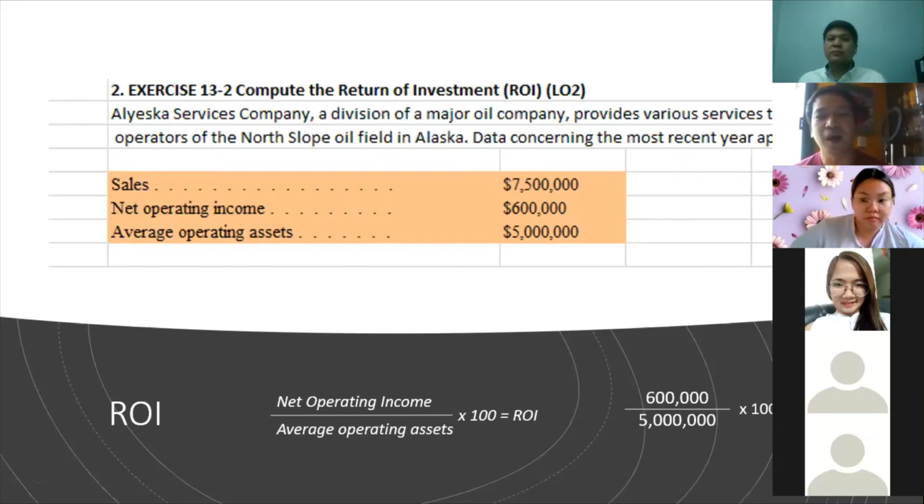Yung na-discuss earlier kanina, yung ROI is equals to margin, profit margin, times turnover of assets. Multiply yung dalawa, then is equals to 12% kapag given na. Yeah. So that's 8 times 1.5, 12. Yes po. Thank you po.